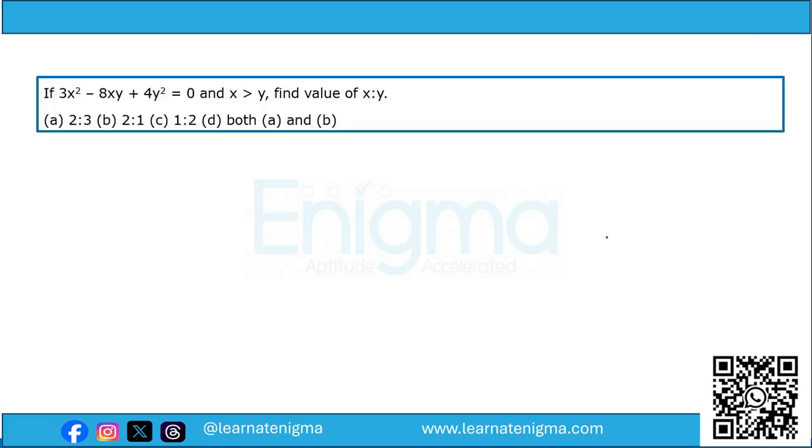If 3x² − 8xy + 4y² = 0 and x is greater than y, find the value of x is to y. Now, let's try to solve this question.